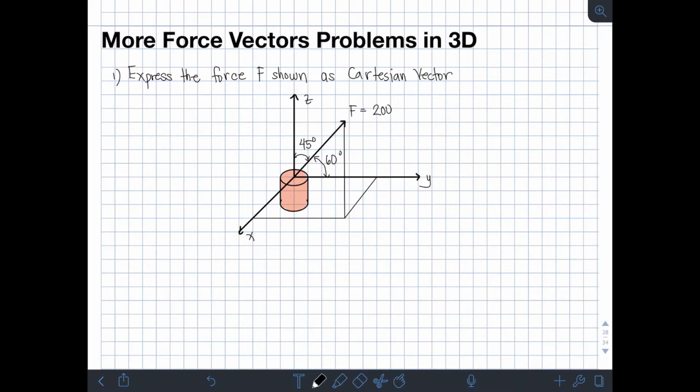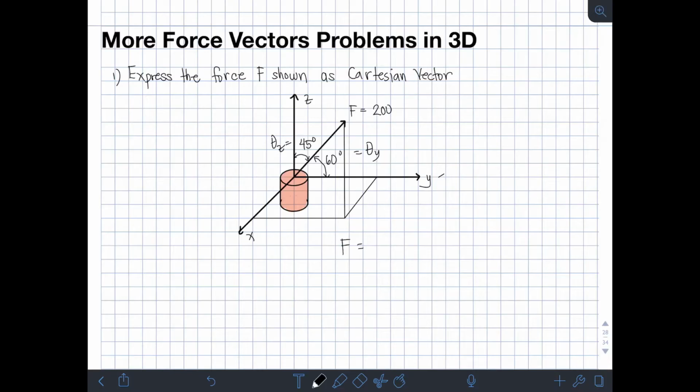Okay, so meron tayo ditong rectangular coordinate system with x, y, z axis, as well as meron tayo ditong force F with magnitude 200 na merong angle of inclination between the y-axis, which is itong 60 degree. So, parang siya si theta y, right? And then, meron din tayong angle between the force F and the z-axis na 45 degree. So, parang siya si theta z. Okay? So, kailangan daw nating mahanap yung vector representation ni force F.